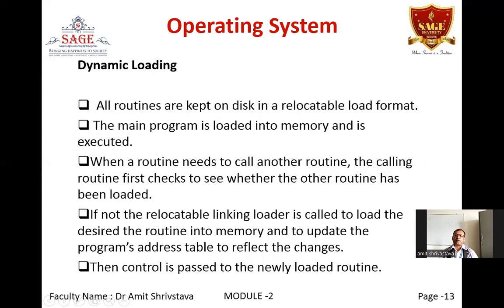Now, next is dynamic loading. All routines are kept on the disk in a relocatable load format. The main program is loaded into the memory and is executed. When a routine needs to call another routine, the calling routine first checks to see whether the other routine has been loaded. If it has not been loaded, then the relocatable linking loader is called to load the desired routine into the memory and to update the program's address table to reflect the changes. Then control is passed to the newly loaded routine.